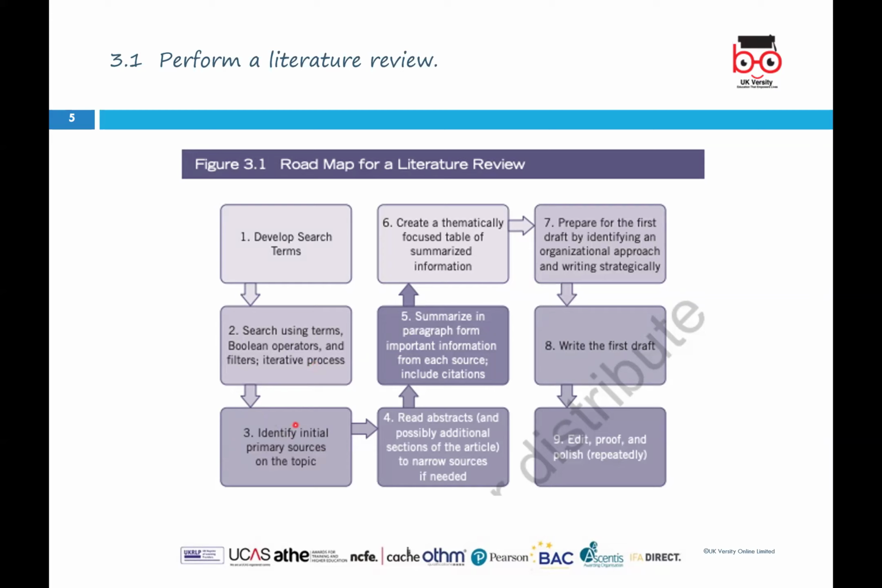This is how you develop your search terms, and then you identify initial primary sources on the topic. So you see what comes up with your search terms. When you have these search terms, what articles do you have? Sometimes you might get 500 articles, sometimes you might get just 10 articles on a topic, which is not very common, like COVID-19.